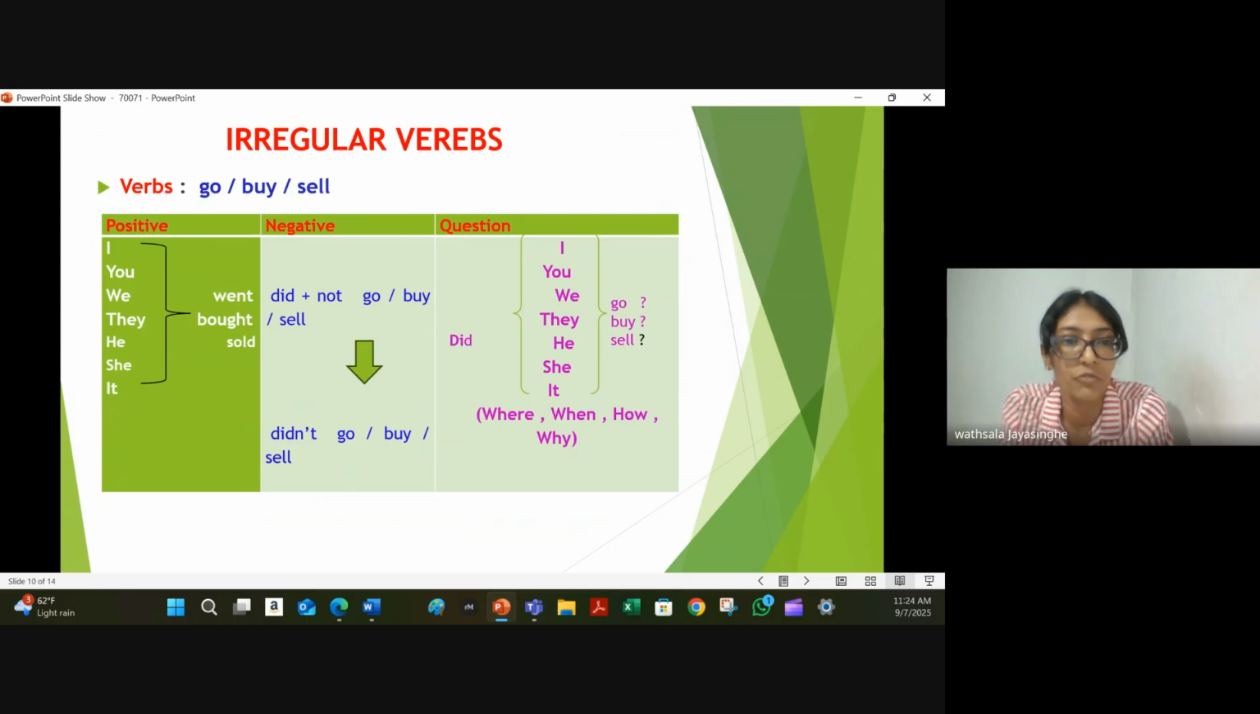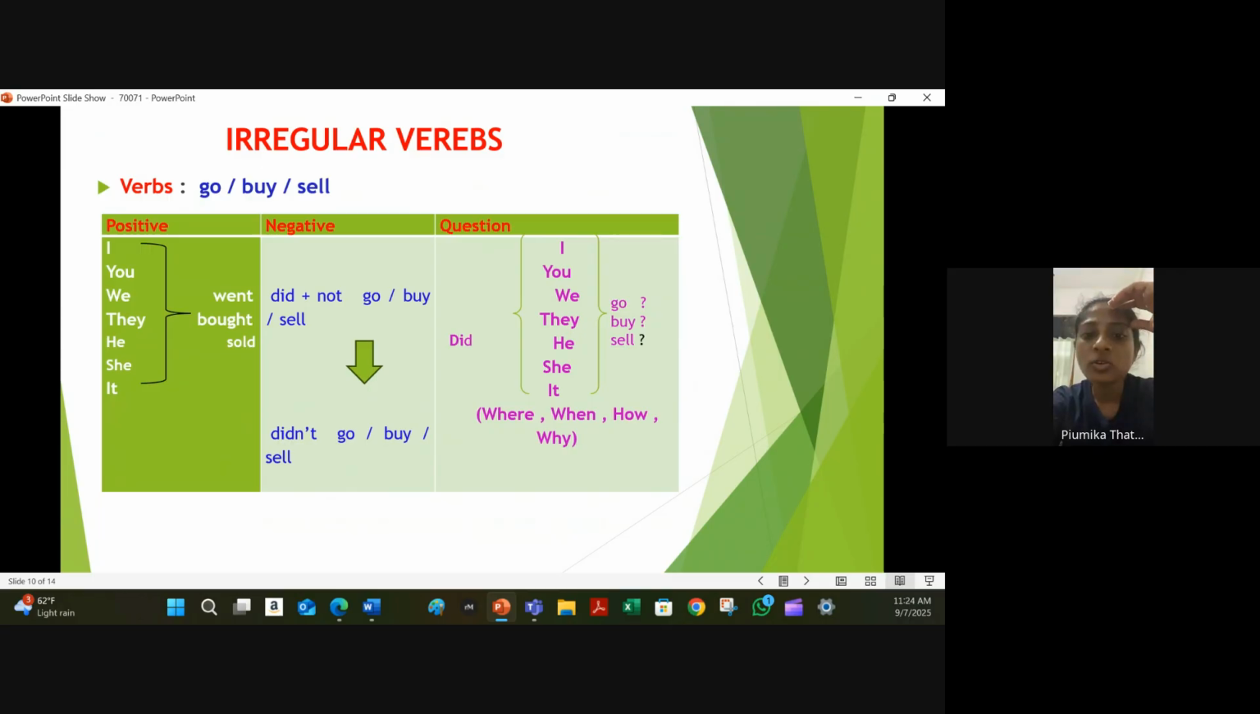When you get negative form, we want to say did not go, did not buy, did not sell, or didn't go, didn't buy, didn't sell. When we use question form: did I go, did we go, did they go, did she go, and did I buy, did they buy, did she sell, like that. And we can use as well: where did I go, where did I buy, like that.